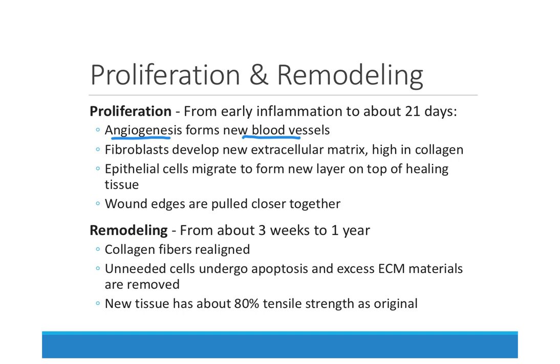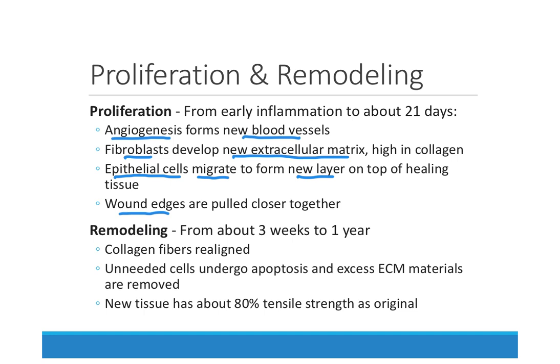The fibroblasts develop not only the new collagen, but the whole new extracellular matrix to replace that damaged tissue in the connective tissue. Epithelial cells actually leave where they are along the edges of the wound and migrate into the center to form a new thin layer at first on top of the healing tissue. Depending upon how large the wound is, you may not be able to get a full connection of epithelial cells all the way across the top, but they will try to kind of fill in the gap so that you can replace that epithelial layer. Wound edges also are pulled closer together, primarily by these proteins that are being developed by your fibroblasts.